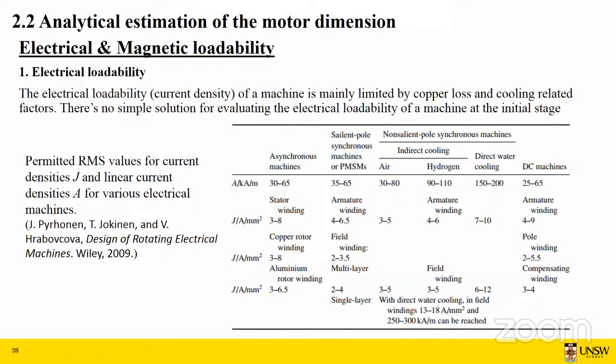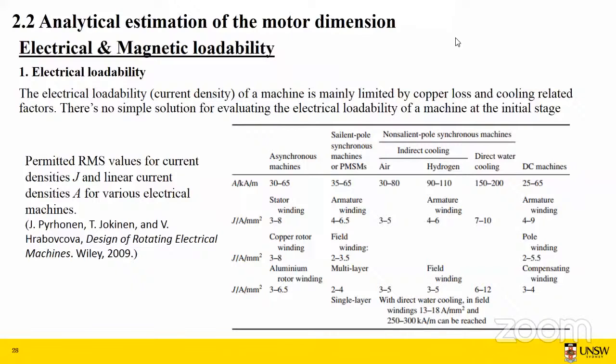Okay, so on this slide, I'll talk about the electrical loadability of electric machines. You have learned about this from today's lecture by Professor Data. The electrical loadability, which is also the current density of a machine, is mainly limited by the copper loss and cooling related factors. But there's no simple solution to accurately evaluate the electrical loadability of a machine at the initial stage, because there are too many factors that can affect it.